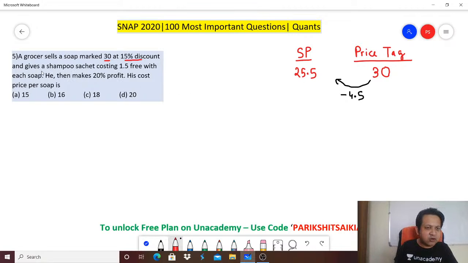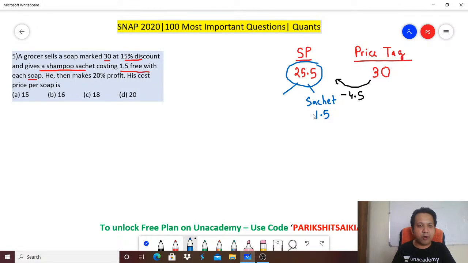But the question says the grocer is giving a shampoo sachet worth 1.5 free with each soap. It means there is a catch here. What is the catch? This 25.5 consists of two components. One component is a shampoo sachet. How much is it worth? 1.5. If this is 1.5, it means the soap will be 25.5 minus 1.5, so basically 24. You get the point?